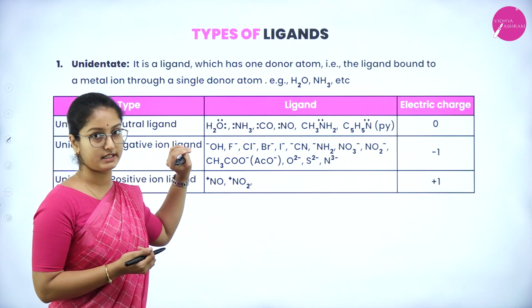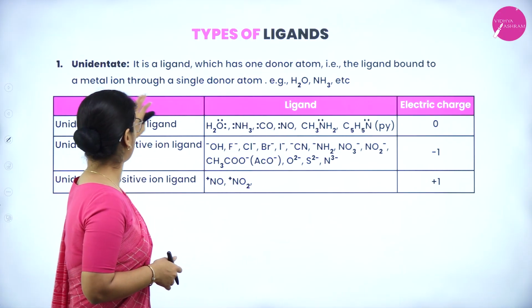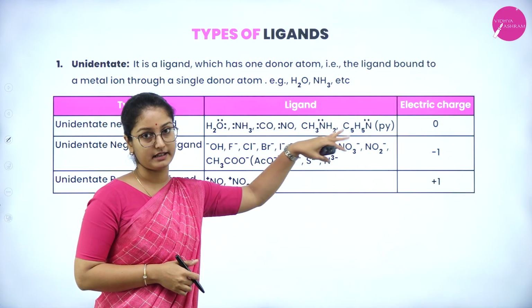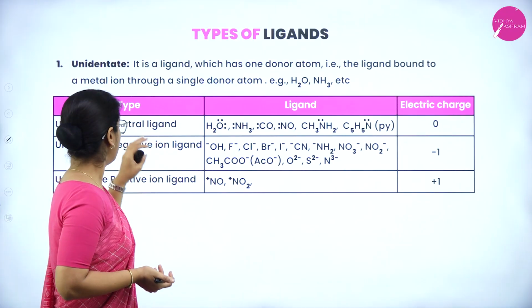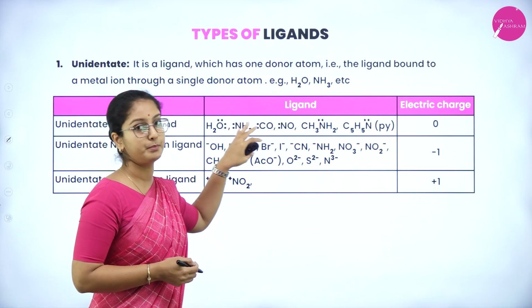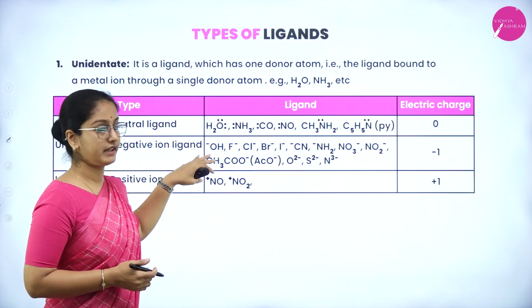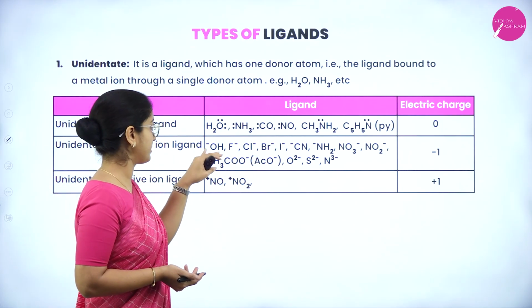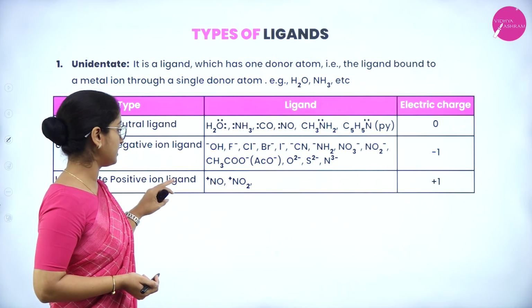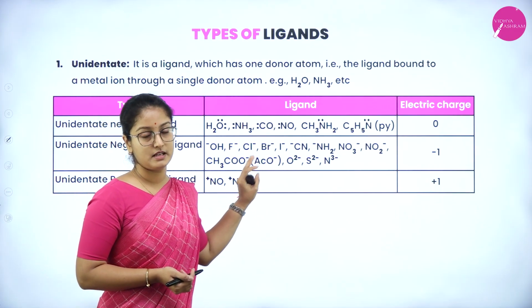There is the unidentate ligand. It is a ligand which has one donor atom, or a ligand bound to a central metal ion through a single donor atom. For example, H2O, NH3, etc. come under unidentate ligands. Unidentate neutral ligands, like H2O and NH3, are complete molecules carrying a lone pair of electrons. Unidentate negative ion ligands carry negative charges, for example OH-, F-, Cl-, etc.